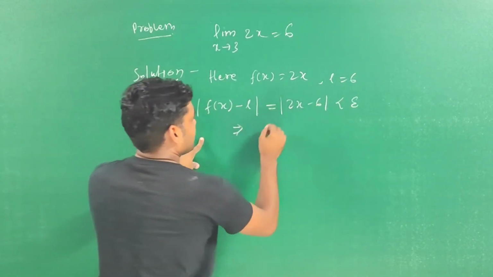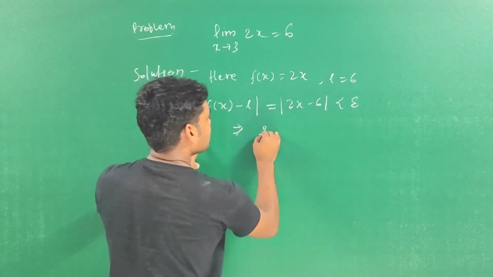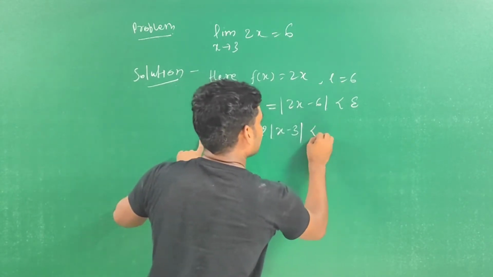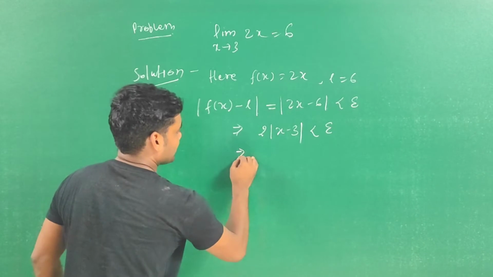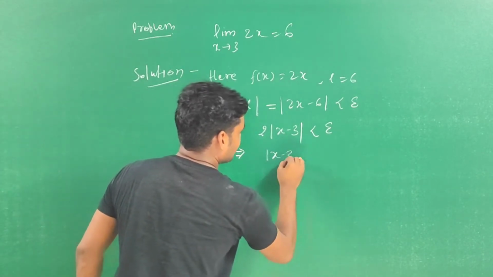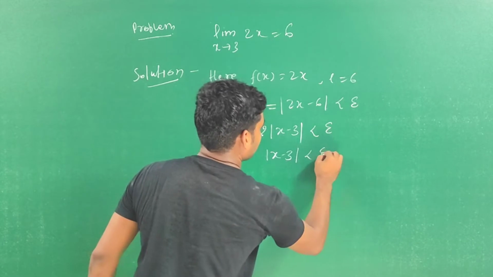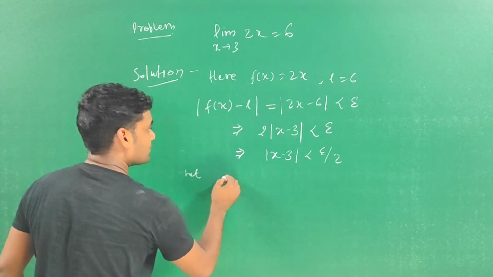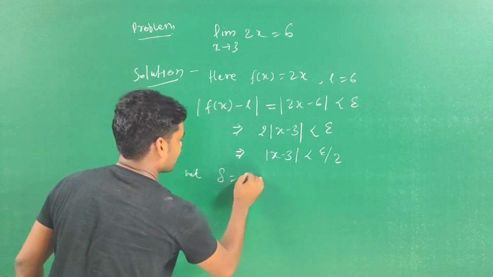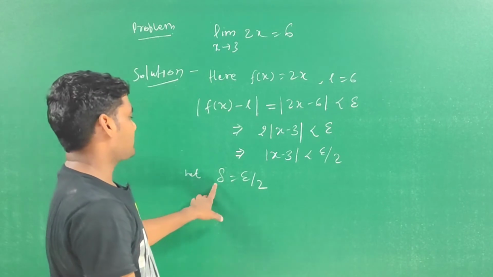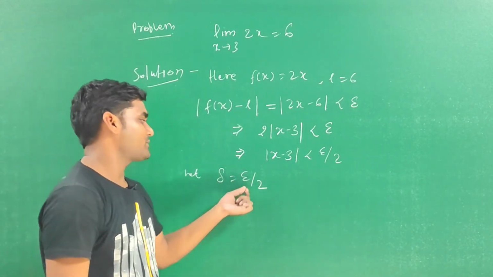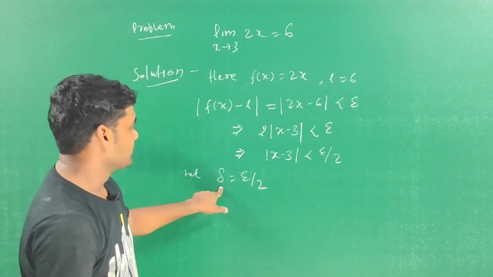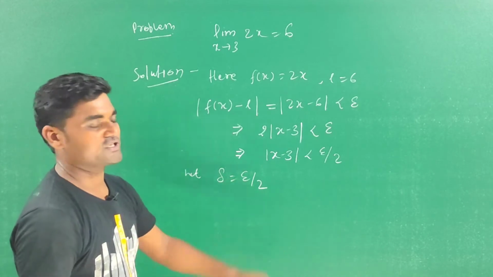This implies we take 2 outside, and this will become less than epsilon. That is, we can write modulus of x minus 3 less than epsilon by 2. Let the value of this equal delta. We can easily see that the value of delta depends upon the value of epsilon. That means for a given epsilon positive we always get a positive value of delta.